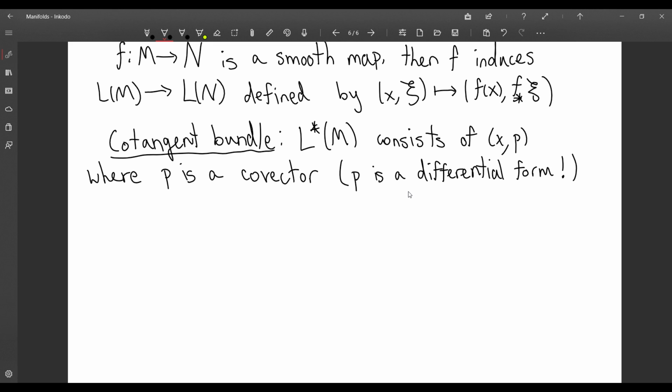And cotangent bundles are very important for analyzing phase space in classical mechanics. Now suppose our manifold M has a metric g alpha beta of x. And a metric is just a way of pairing, basically a way of multiplying two tangent vectors.